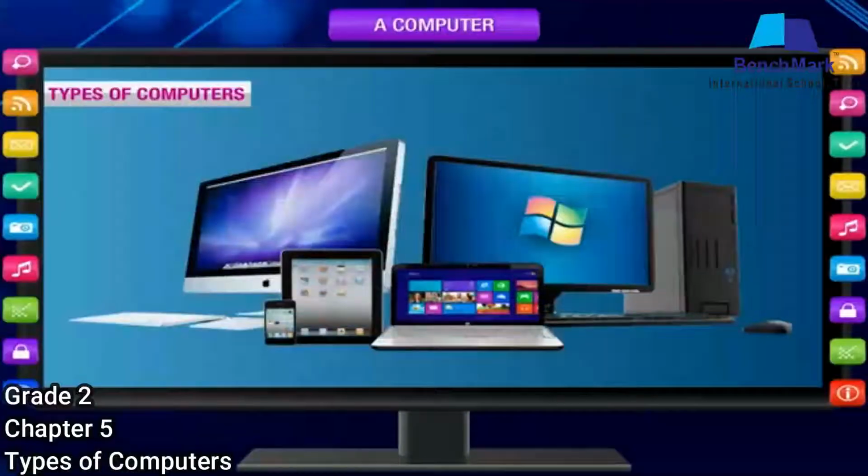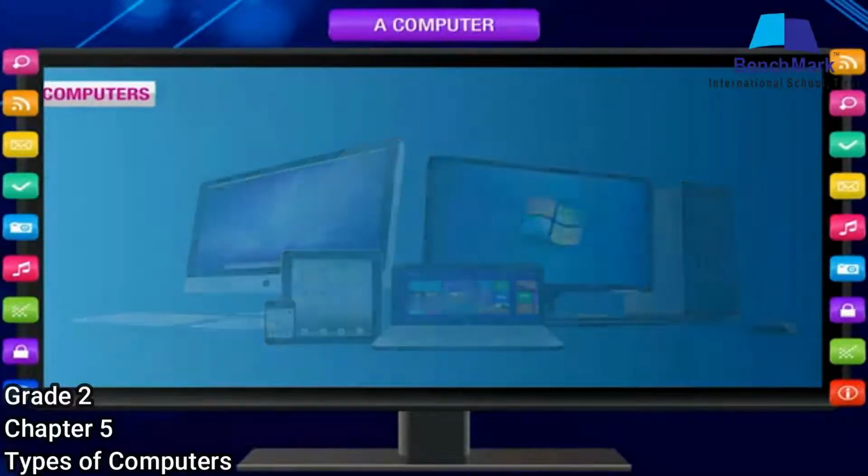Today we are going to see types of computer. In last class I taught you about what are the parts of desktop computer. Now we will see what are the types of computer. So based on size and shape, computers are divided into so many types.